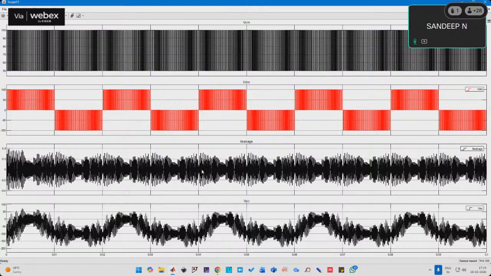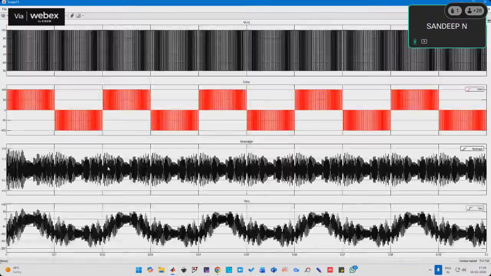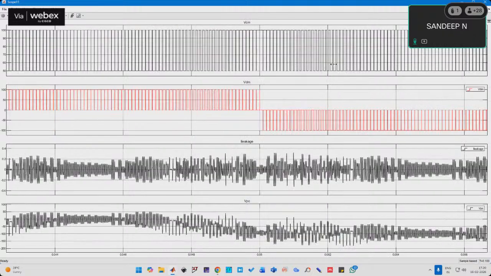In case of unipolar, the leakage current is large and it has to be attenuated. But what is the advantage here? The output harmonic spectrum is better as compared to bipolar. So this is what we need to remember. So this is the leakage current, right? And this is our differential mode voltage, and this is our common mode voltage.